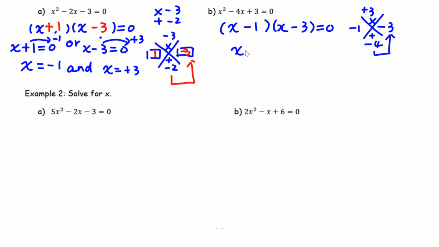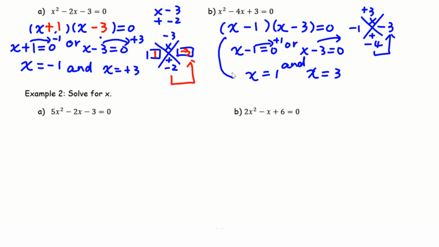Then each bracket equals 0 to solve for the x-intercept. Then we are going to have positive 1 and positive 3. If you are able to see it right away, you don't need to show this step. Just go from here to here, then it's good. So the marks will be given. You factor it correctly, then you solve for x correctly, so 4 marks.